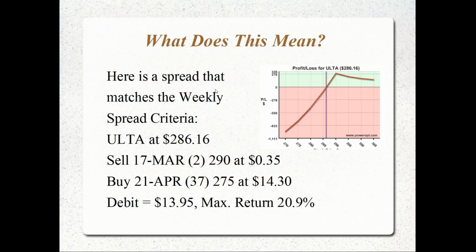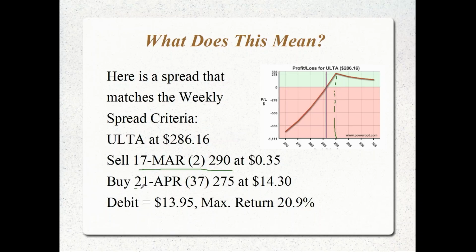And again, here's another example for Alta that was seen this morning on one of our criteria searches that we're going to talk about in just a moment. Okay? But here's a spread on Alta, currently at 286.19. If I was opening a weekly spread, earlier this morning we could have sold to open the 17th of March, 290. So a little bit out of the money, less than 3%. And this is our short option right at 290.